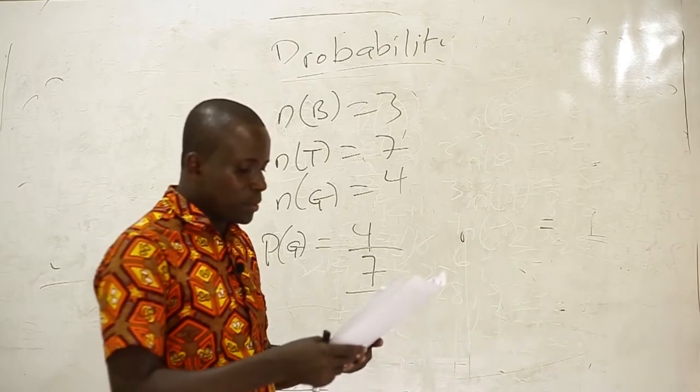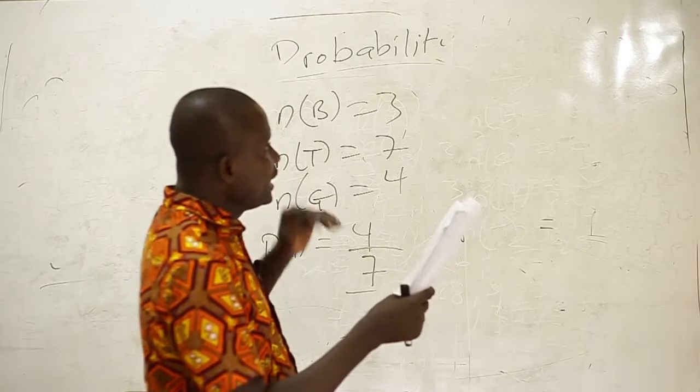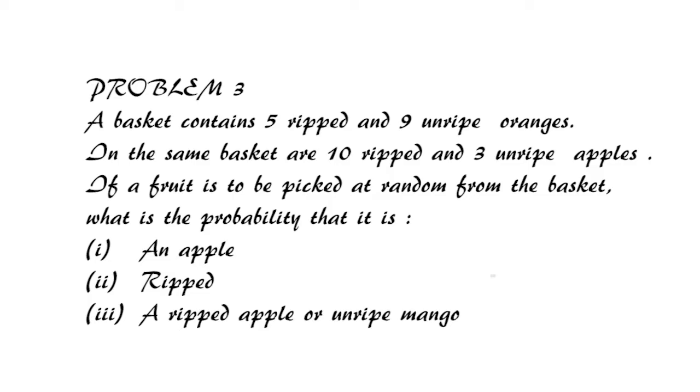Exactly. That's it. So let's see problem 3 in your shot. He said that a basket contains 5 ripe and 7 unripe oranges. In the same basket are 10 ripe and 3 unripe apples. If a fruit is to be picked at random, what's the probability that it is an apple? It is ripe. And so on.